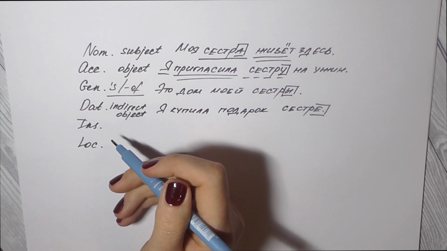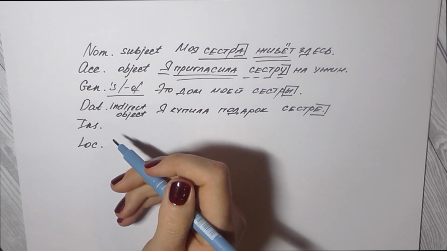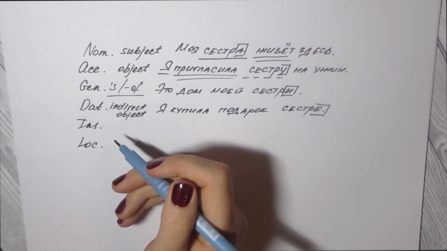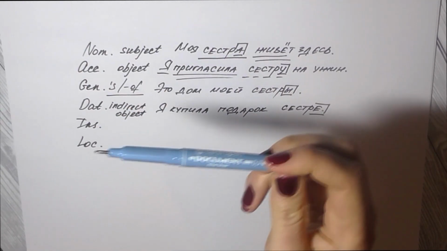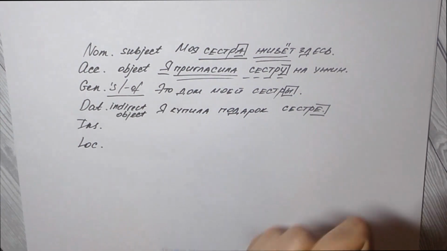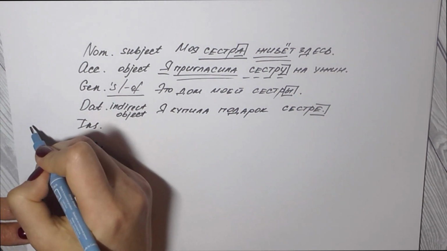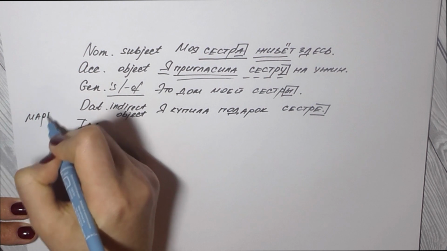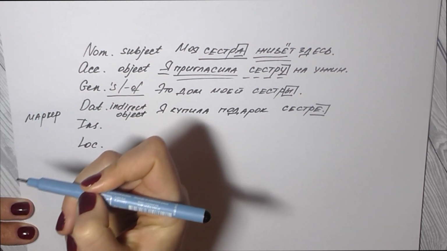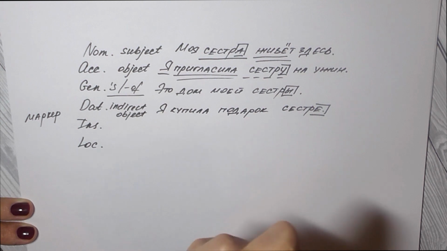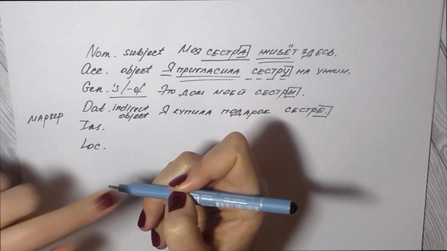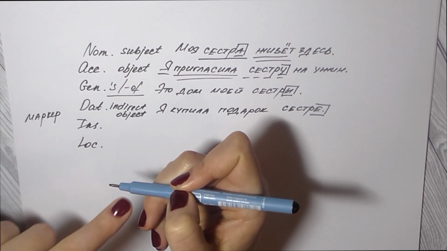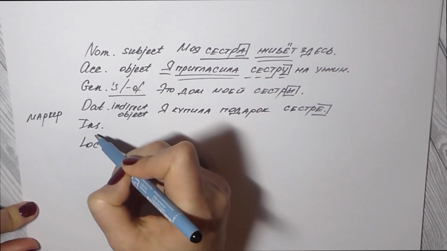Instrumental case denotes an object with which or with the help of which we perform some action. For example, this is a marker. Let's put it down. Marker. This object I'm holding in my hands. But if I want to say that I write with this marker, so this is an instrument with which I write, I will use the instrumental case.